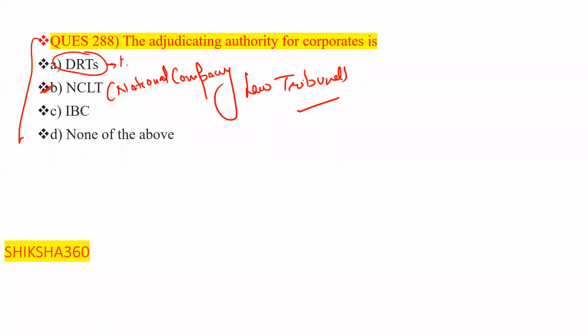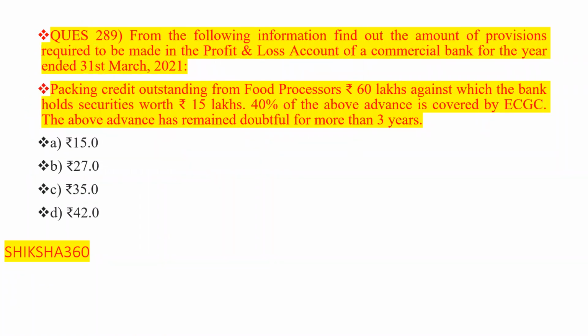Above 20 lakh, cases will be registered with the DRT. Earlier this limit was 10 lakh, now the limit is 20 lakh. Now move to the next question, question number 289. For Lok Adalat it is up to 20 lakh, and above 20 lakh it is DRT. So this is a numerical based question.